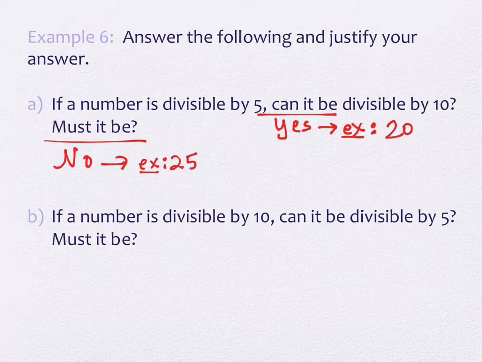How about the other way around? If a number is divisible by 10, can it be divisible by 5? Yes. Must it be? Yes. So the answer to both of these is yes. Since it must be, it obviously can be. So let's talk about why. Why in the world must that work?